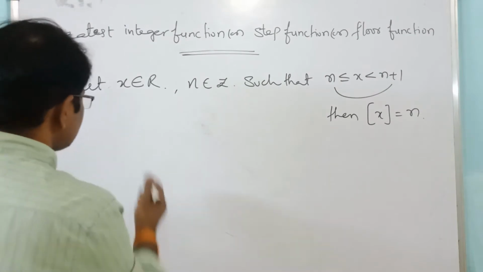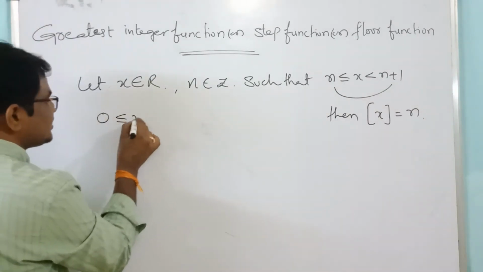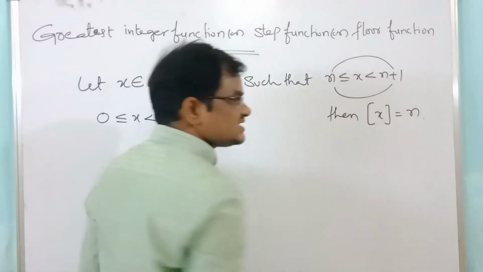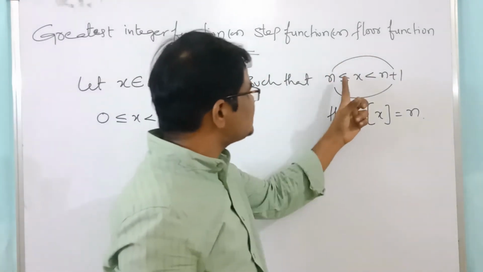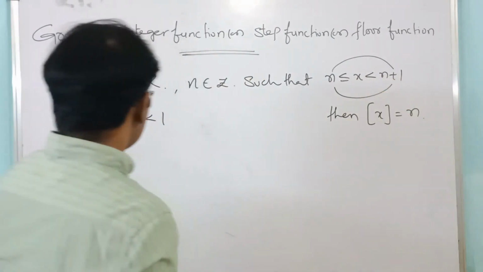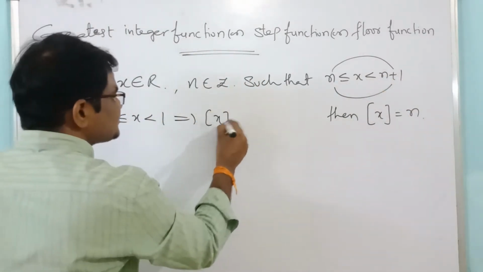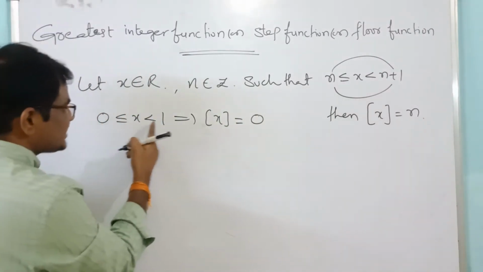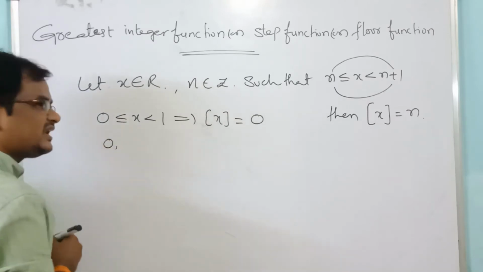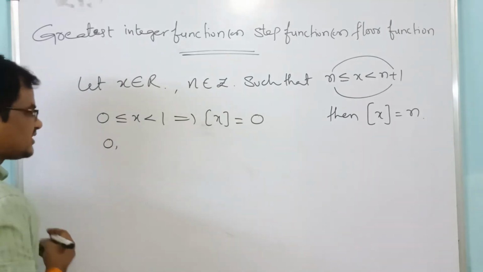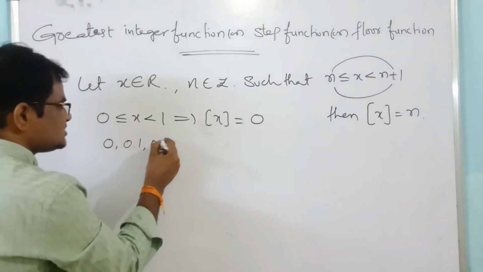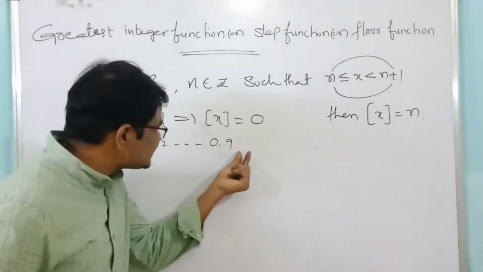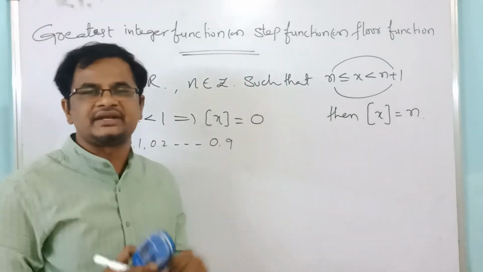Now see here, suppose you take 0 less than or equal to x less than 1. Is it satisfying this condition? What is the difference here? Here 0 is there, meaning here 0 plus 1, right? Now, what is the greatest integer function of this one? 0 only. Because in 0 less than or equal to x less than 1, suppose you take some real numbers, 0, 0.1, 0.2 etc. up to 0.9. In all these real numbers, the integral part is 0 only.